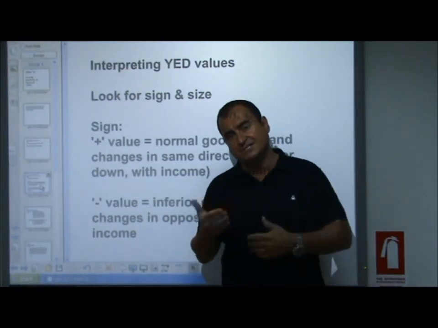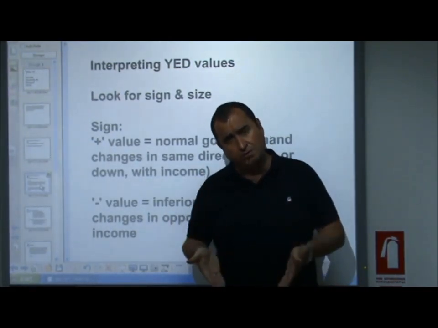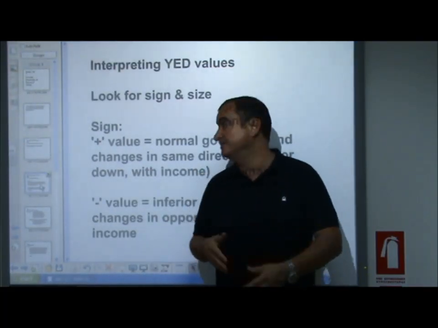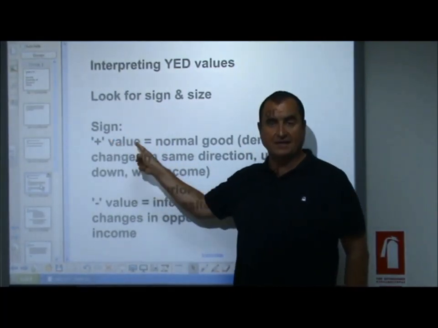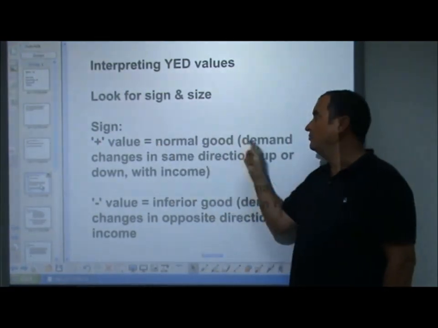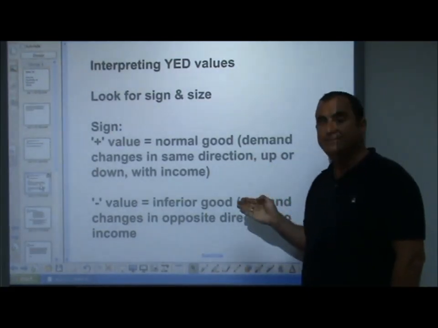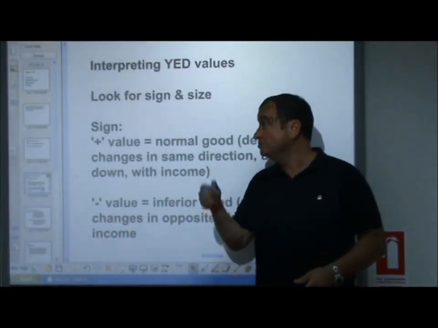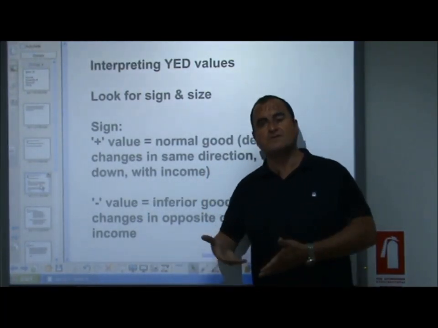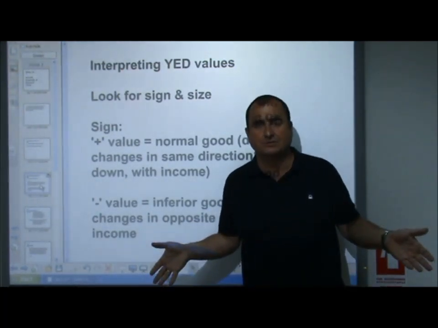And indeed, when calculating, you've got to be very careful to give a negative to anything that falls. If income levels fall, you've got to count that as a negative. Or if quantity demanded falls, you count it as a negative. So the sign, if you get a plus value out of the YED calculation, it means the good is a normal good. That means demand changes in the same direction, up or down, with income. Most goods are normal goods, so most YED values come out as positive. If the income rises, we buy more of it. If our income falls, we buy less of it. That's true for 99% of goods.